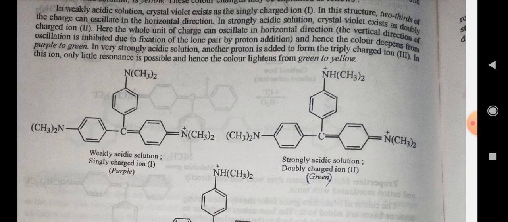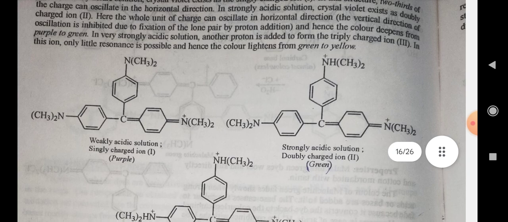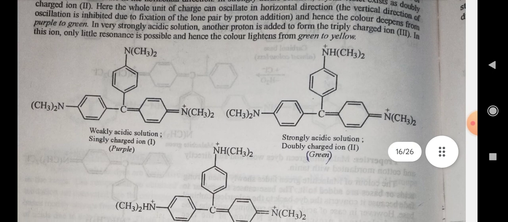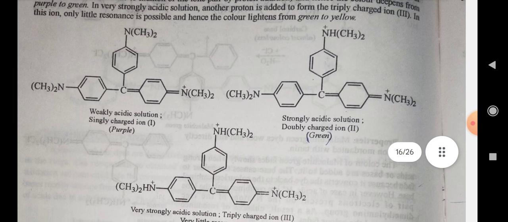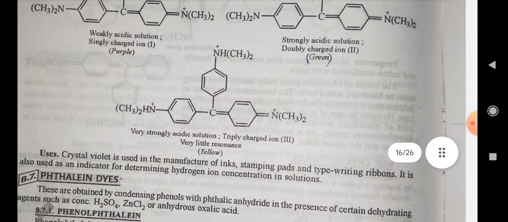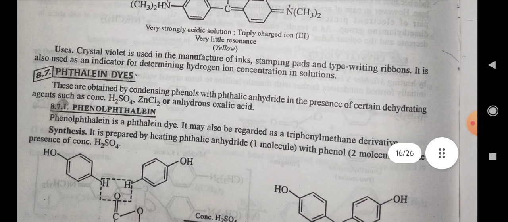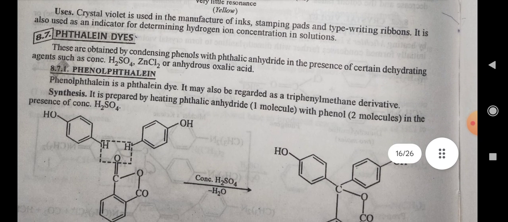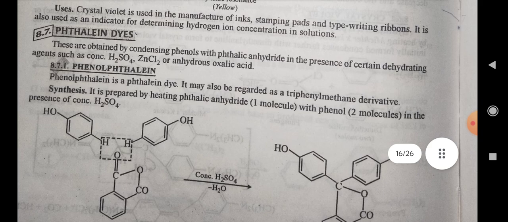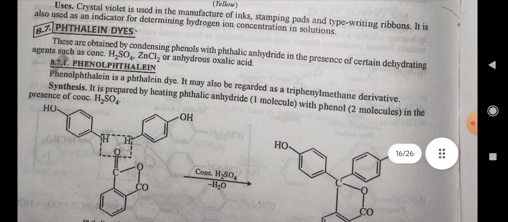The oscillation and hence the color changes from purple to green in very strongly acidic solution. Another proton is added to form triply charged ions. In this ion, only little resonance is possible and hence the color lightens from green to yellow. Uses: crystal violet is used in the manufacture of ink, stamping pads, and typewriting ribbons. It is also used as an indicator for determining hydrogen ion concentration in solutions.